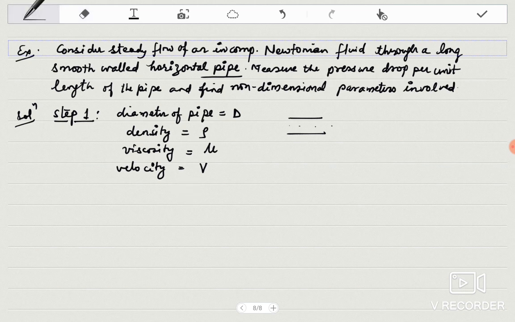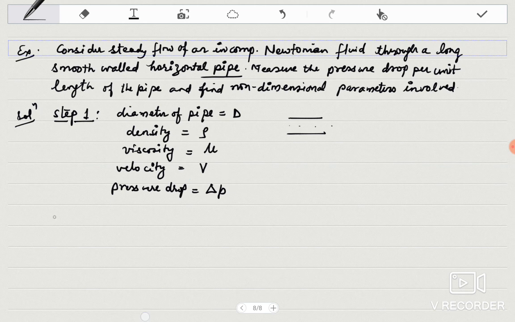Next, measure the pressure drop. Pressure drop is connected to the gradient of pressure. So pressure drop is equal to the gradient of P, which you have to find. So it is delta P. These are the parameters involved in your problem. Now you have to find pressure drop. It simply means you have to find this delta P or some parameter involving delta P in terms of the remaining parameters.